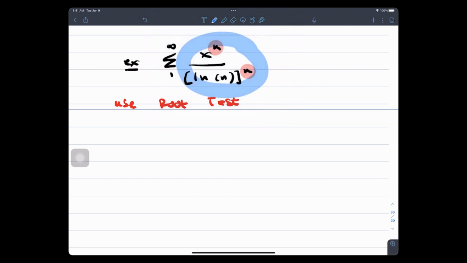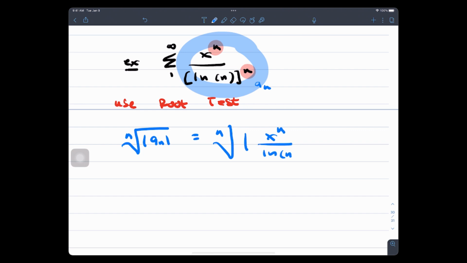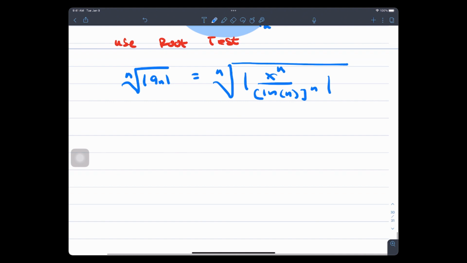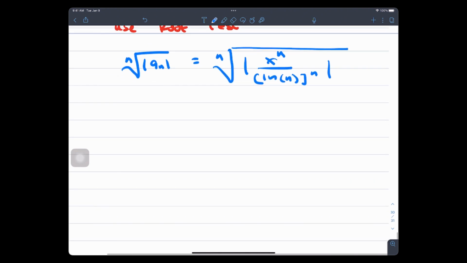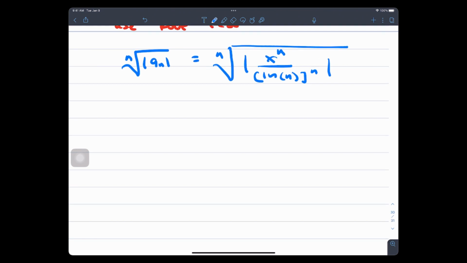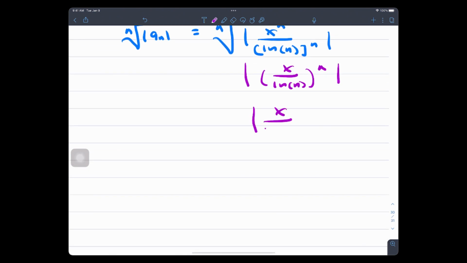So that whole thing is going to be a_n, right? So you have the nth root of the absolute value of a_n. So this is the nth root, the absolute value, of x to the n over natural log of n to the nth power here. So let's go over the algebra. The algebra here is x over natural log of n, to the nth power. Absolute value. You guys remember the product rule? So it's the absolute value of x over natural log of n, to the n there.